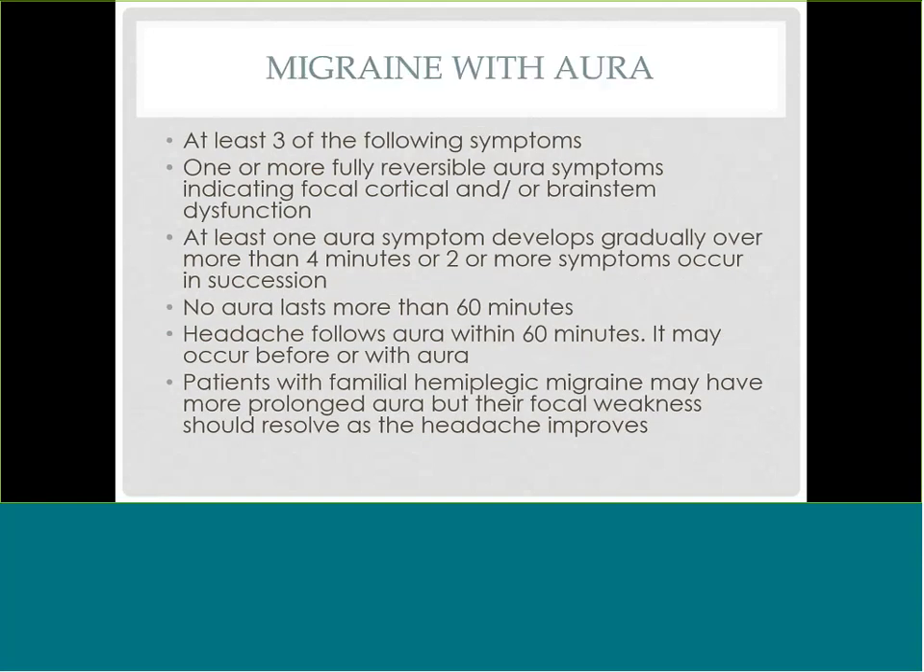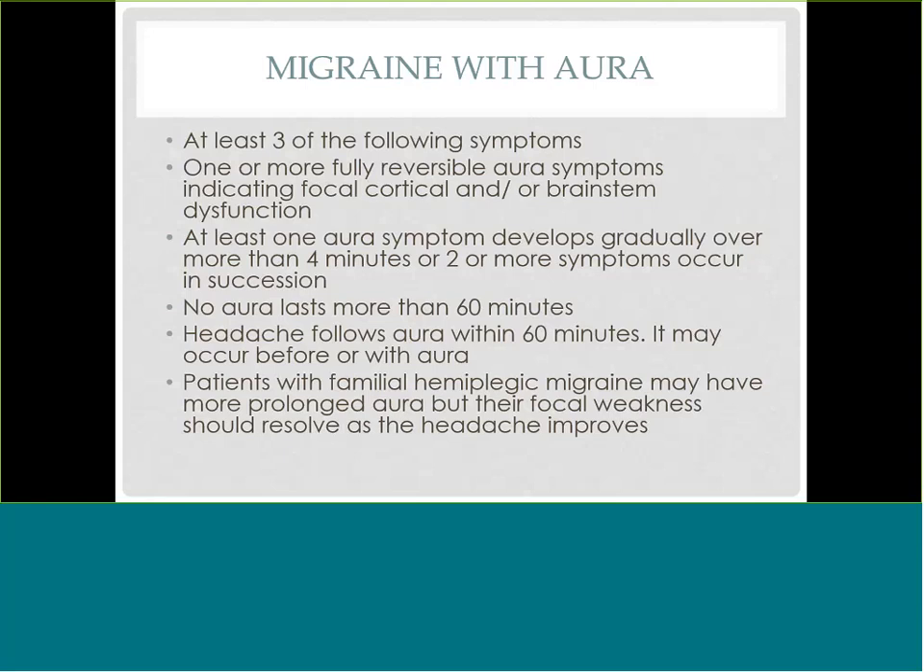Now, migraine with aura means that the migraine headache is preceded by stereotypic behavioral symptoms, if there are one or more fully reversible symptoms from cortical or brainstem dysfunction. The most common aura is visual. The aura usually develops gradually over more than 4 minutes, much slower than a seizure, which would develop much quicker. And there may be 2 or more symptoms in succession. The aura itself should last no more than 60 minutes, and the headache should follow the aura within approximately 60 minutes. However, sometimes the headache occurs with the aura, or the headache may occur before the aura.